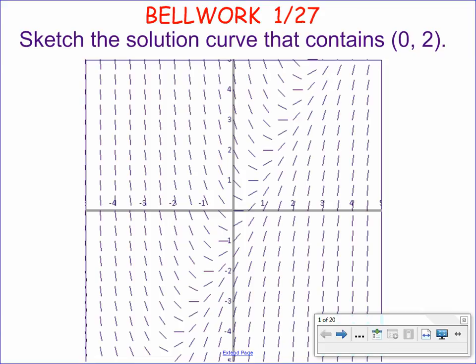Welcome, ladies and gentlemen. At this time, I ask that you take a look at your Bellwork today. We're going to sketch the solution curve that contains (0, 2), given the slope field of a differential equation. We can do this simply by estimating.